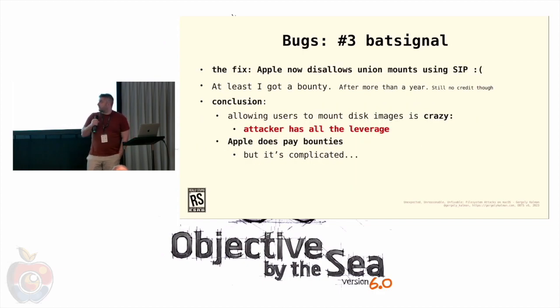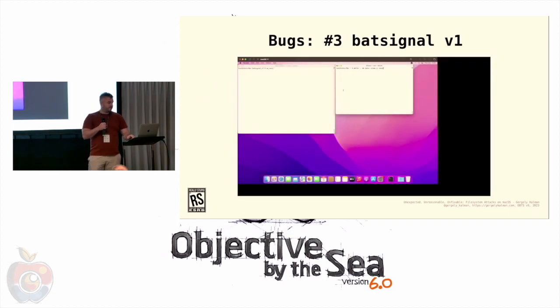Well, Apple doesn't like this, so they disallowed union mounts, and I got a bounty, and it took a while. And the conclusion is two things, at least for me. One, Apple does pay bounties, so this is a worthwhile endeavor. It can get complicated, but what isn't? And two, allowing this, my original hunch of allowing disk images to be mounted, is quite dangerous. The attacker has all the leverage for all the things I have mentioned. That's how that looks.